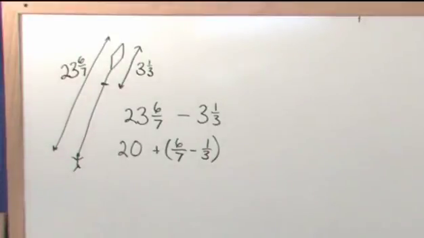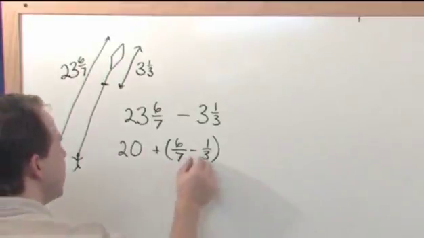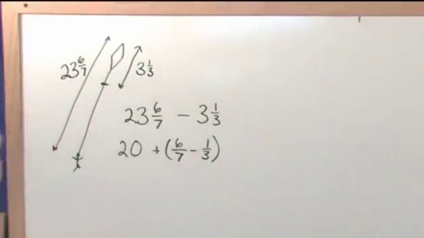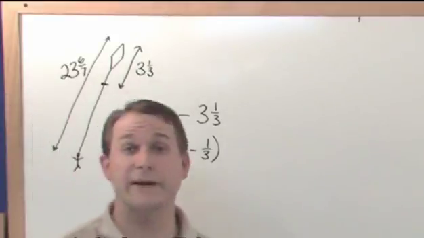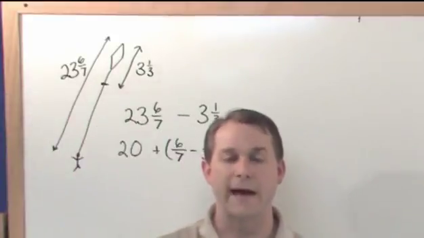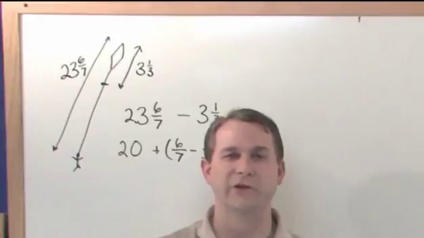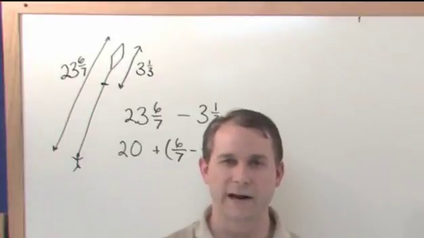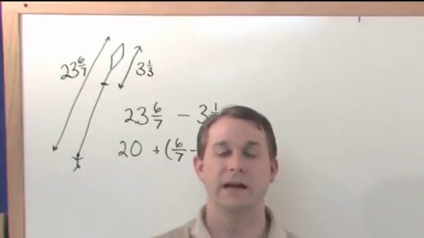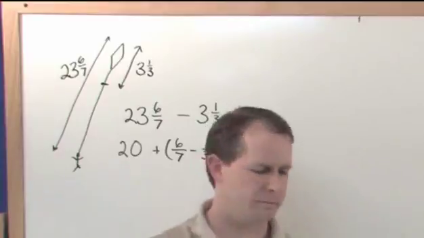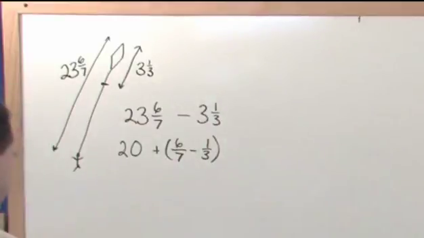Okay, now what's challenging is you see that these bottom numbers are different. In order to subtract fractions, or even to add them, you have to have the bottom number of the fractions the same. You cannot subtract them, you cannot add them unless they are the same. So we have to make them the same.